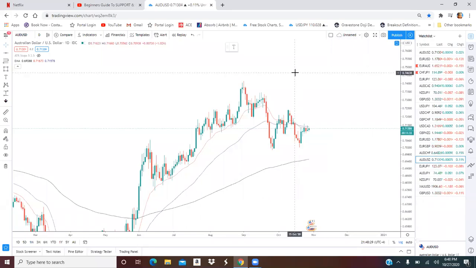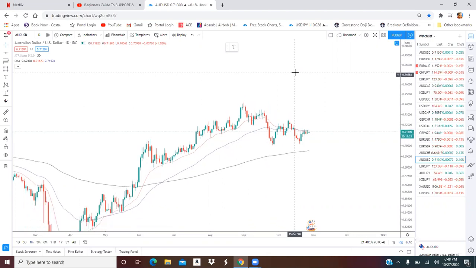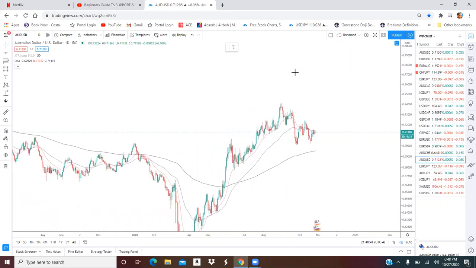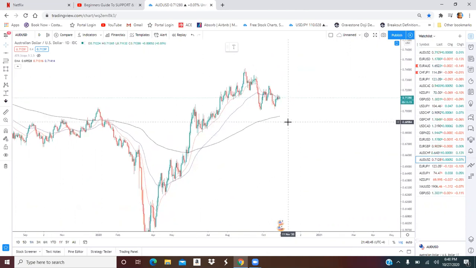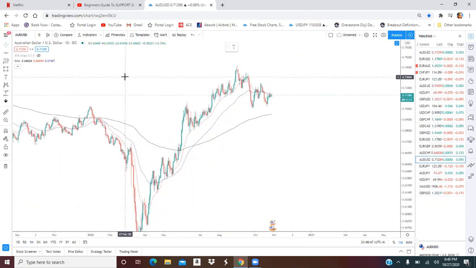So in today's video, we're going to talk about support and resistance, how to spot it, and what exactly is support and resistance. Support and resistance is so important because if you do not know how to spot support and resistance, you will lose a lot of money. So I'm going to help you guys. First, I'm going to explain to you what support and resistance is.